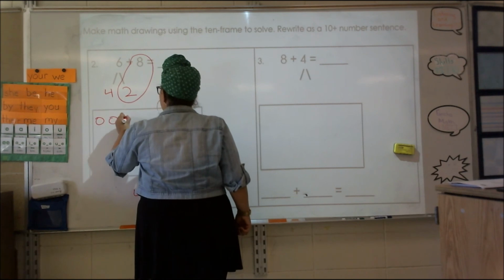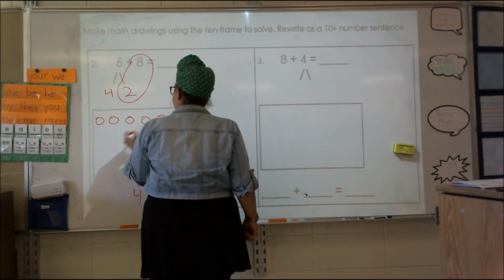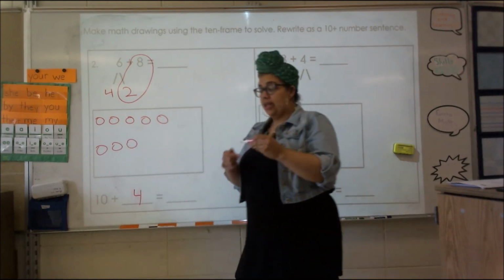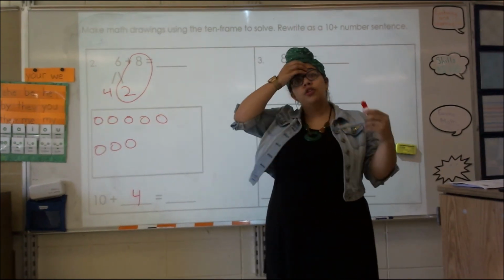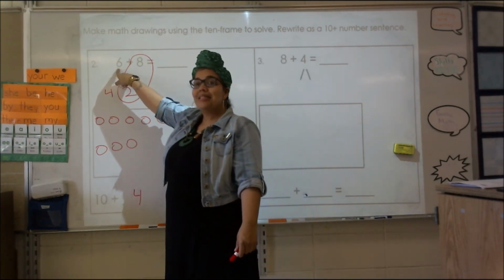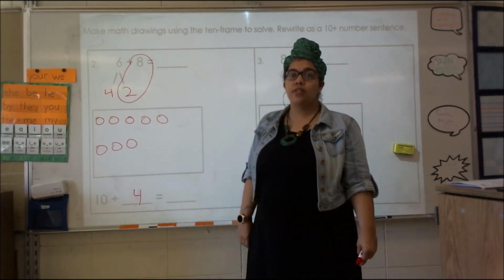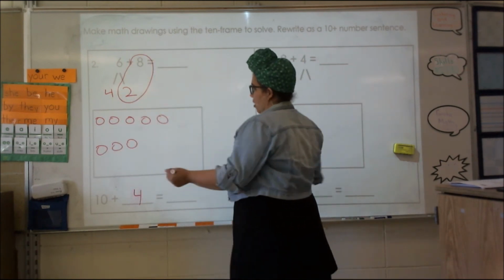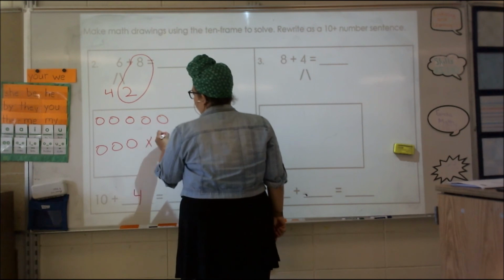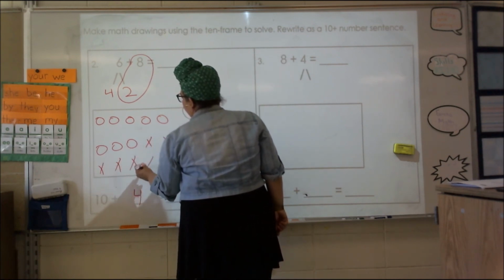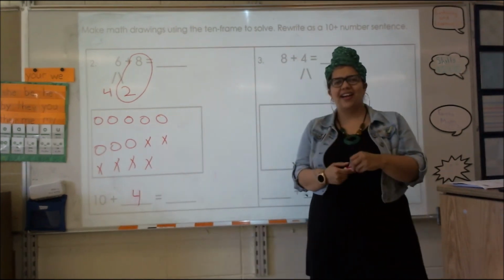1, 2, 3, 4, 5, 6, 7, 8. That's 8. Excellent. Now we're going to draw the next part, which is the 6. But I'm going to draw them so that I finish my group of 10 first. So 1, 2, 3, 4, 5, 6. Is that correct?